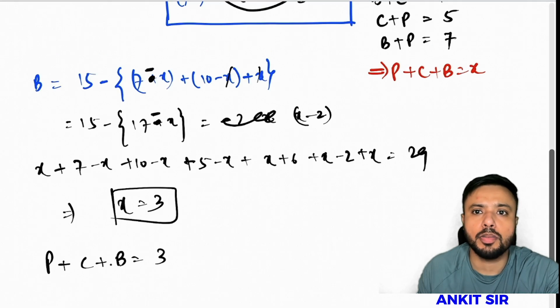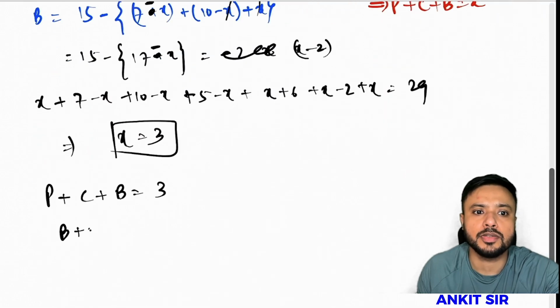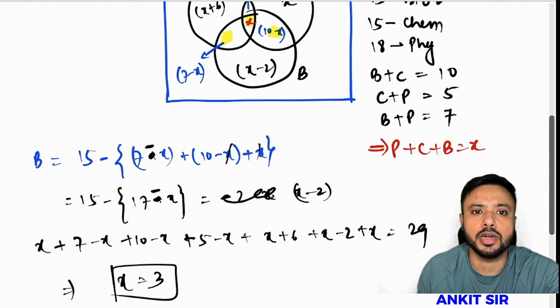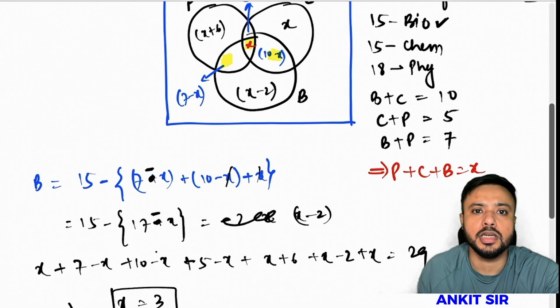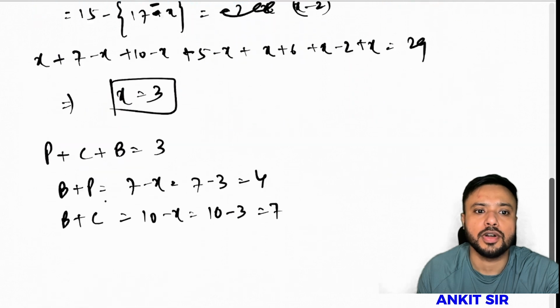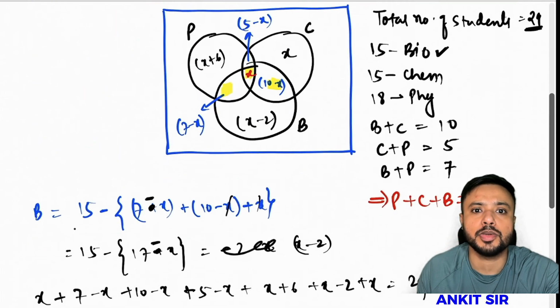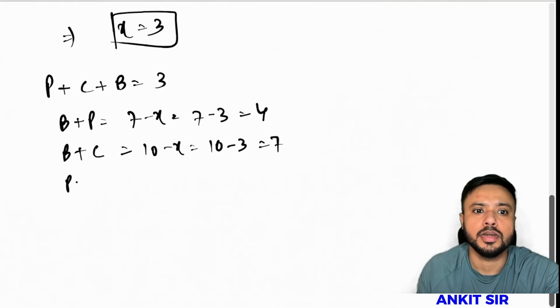If I talk about bio and physics, so bio plus physics would be 7 minus x, which is 7 minus 3, which is equal to 4. And if we talk about bio plus chem, so b plus c is equal to 10 minus x, which is equal to 10 minus 3, which is equal to 7. And if we talk about physics plus chem, so physics plus chem is 5 minus x, which is 5 minus 3, which is equal to 2.